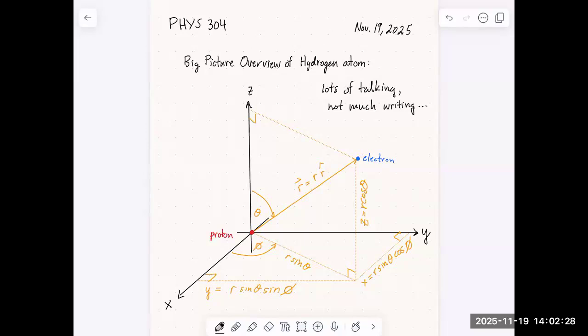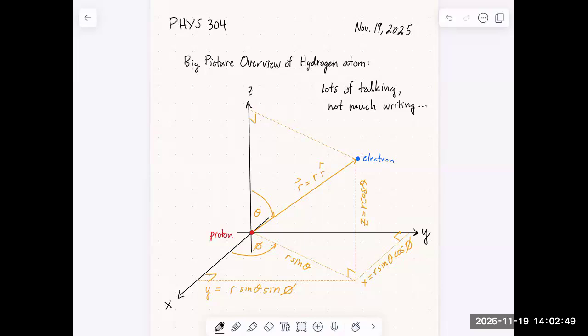And so what did we do? We wrote down Schrodinger's equation. The time-independent equation is the one that I'm thinking of. And we wrote it down in spherical coordinates, reflecting the spherical symmetry of our Coulomb potential. And then we said, okay, that's a nasty partial differential equation. How are we going to make progress?